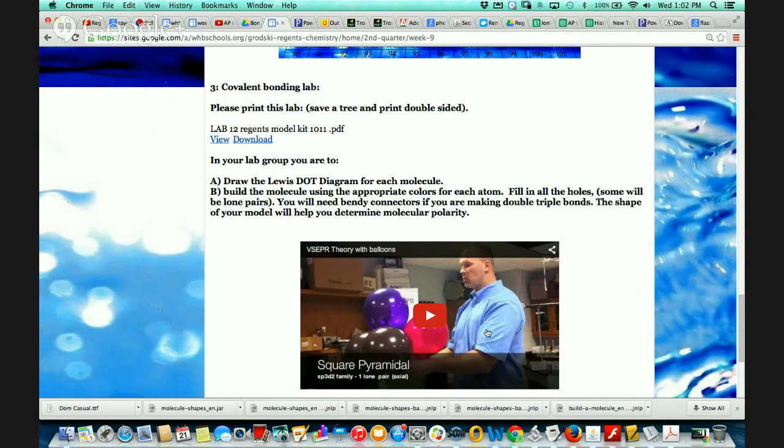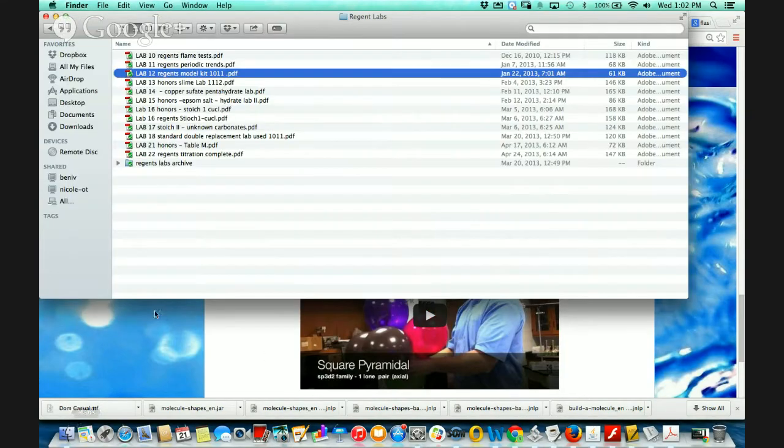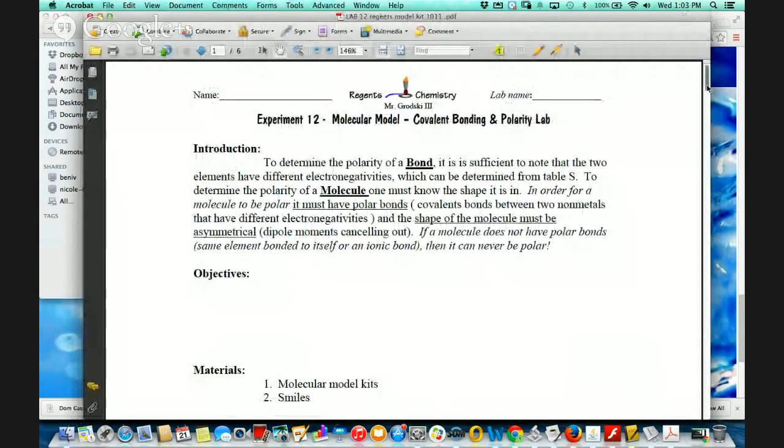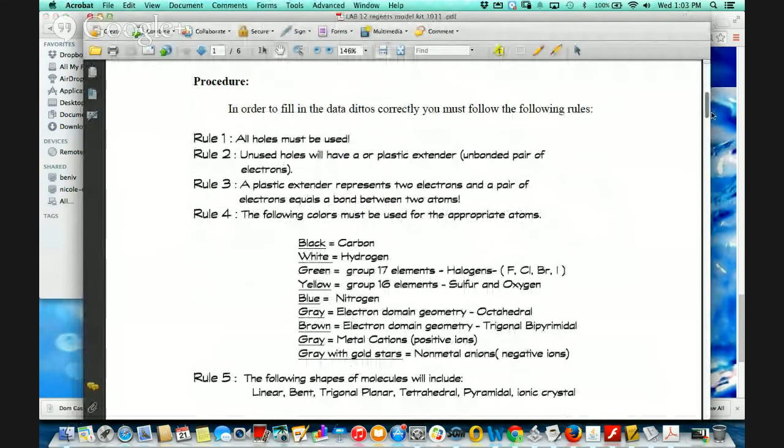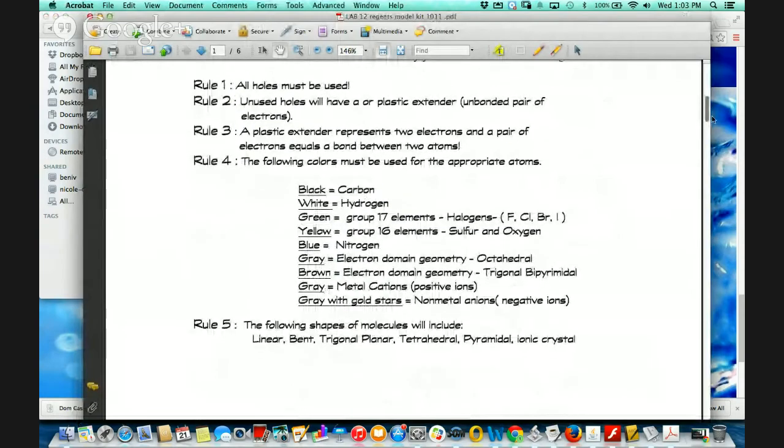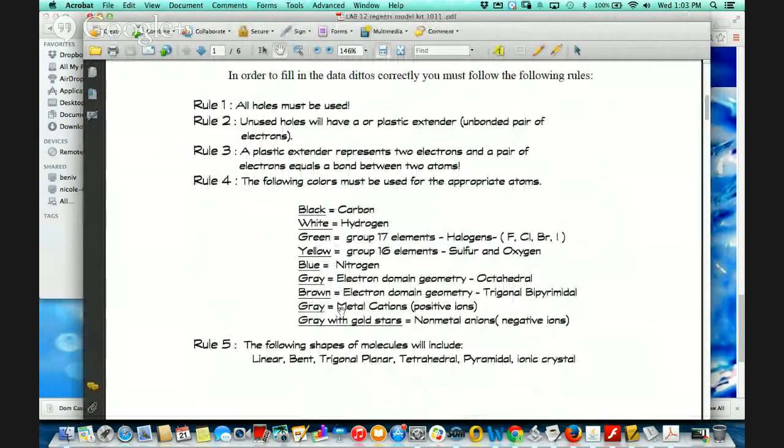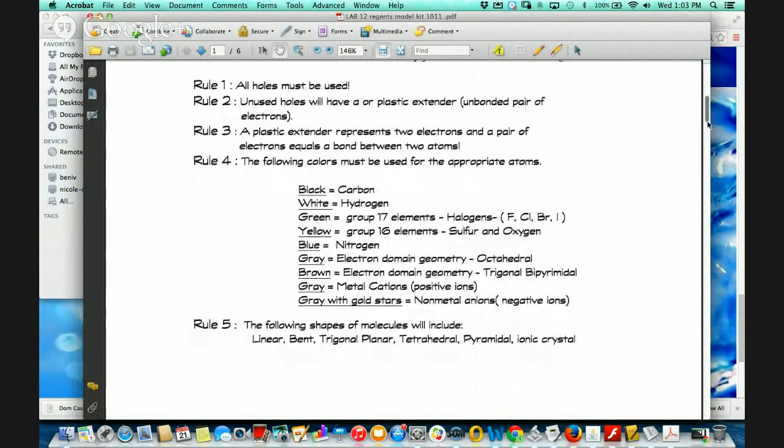Okay, now I want to show you, so hold on to your ponies for a second. One more thing. So on the first page of your lab, I'll give you the objectives another day. I have all the rules, and these are color coded for your kit, so you're going to build them. But this is what you're going to do, starting in order.